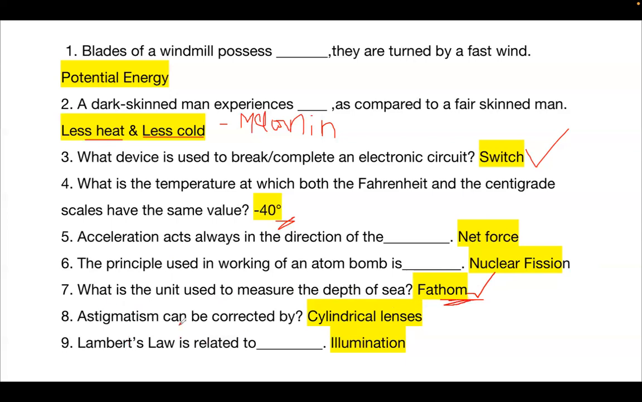And the next question is, astigmatism can be corrected by. So astigmatism will be corrected by cylindrical lens. Cylindrical lenses. Okay. Lambert's law. Lambert's law is related to dash. It is related to illumination.